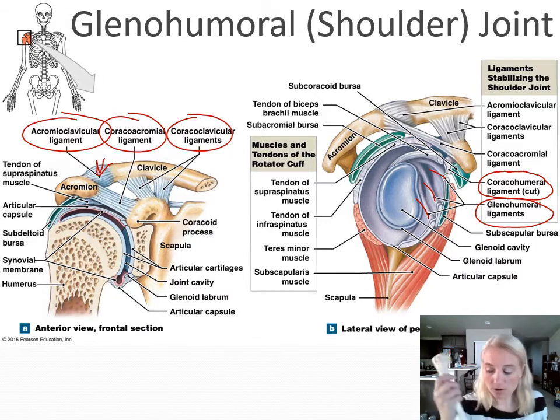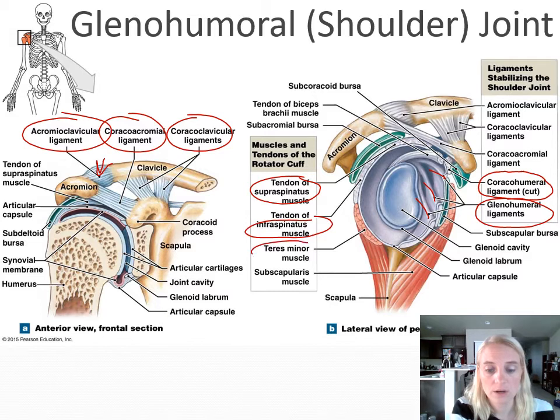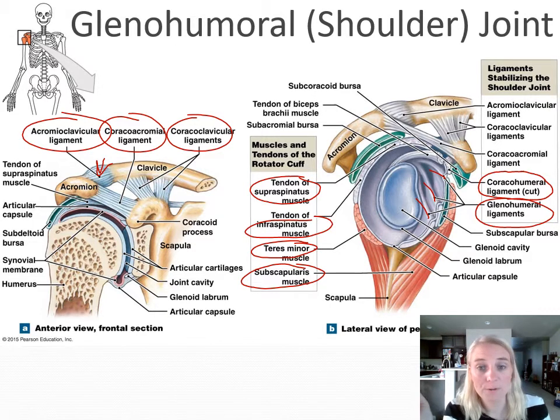The other thing are the muscles, and the muscles are actually the major stabilizer in your joints. Muscles aren't that strong of stabilizers. I mean, they're strong, but they're soft, squishy tissue. So we have the supraspinatus, and we'll be learning about this in your muscle list. Supraspinatus, infraspinatus, teres minor, and subscapularis.